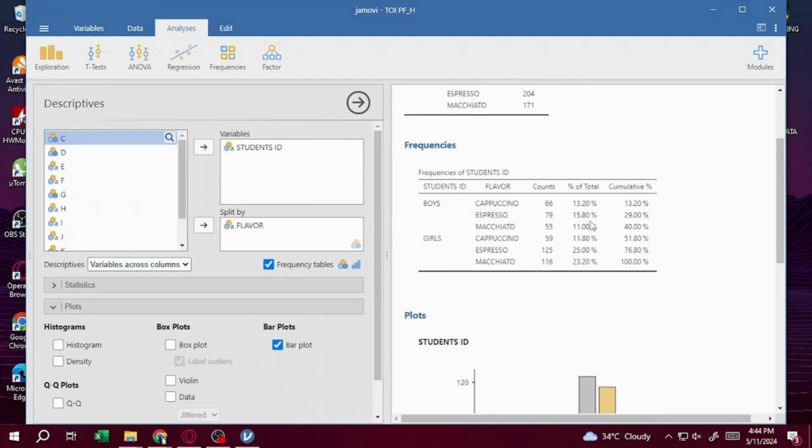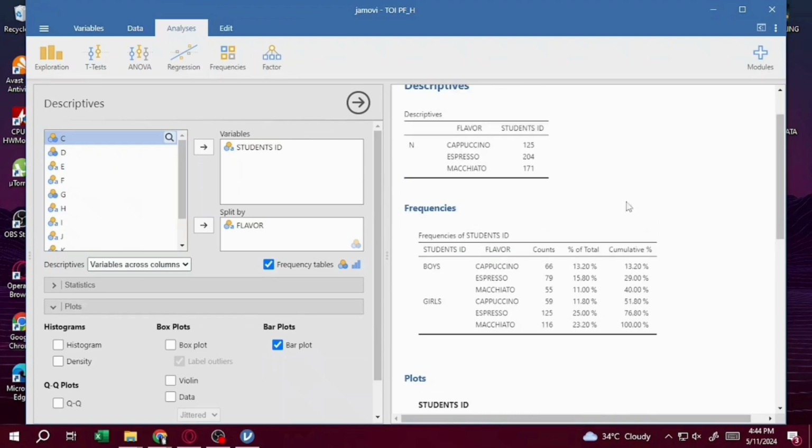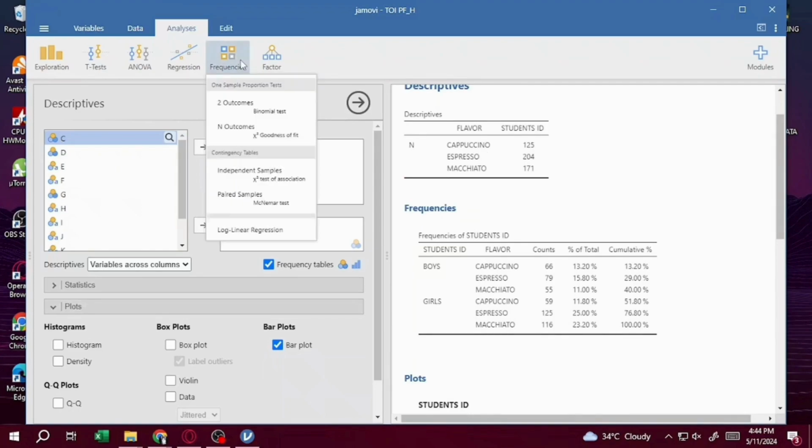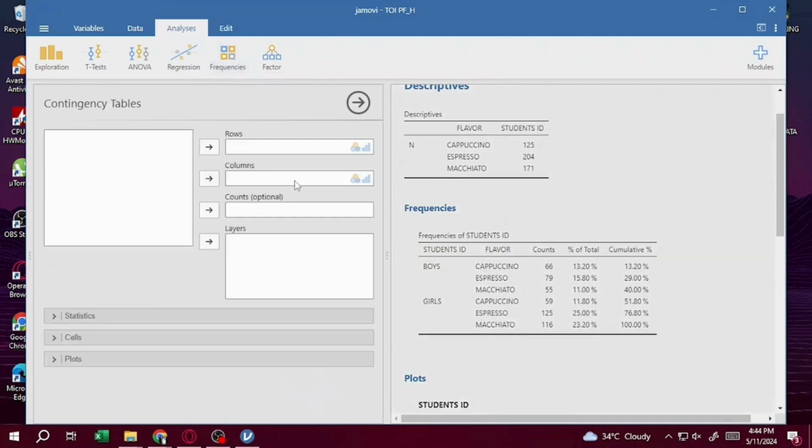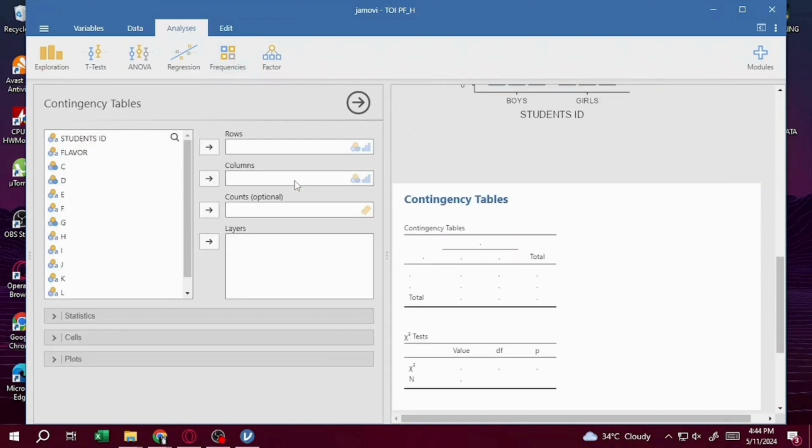As we can see in the frequency chart, we can see how it was distributed, such as the percentage of those students who responded. We can also see the total number of cappuccino. And the next step is to select Frequencies and select Independent Samples. So we can see here our contingency table. Everything will be automatic once we have transferred our data.